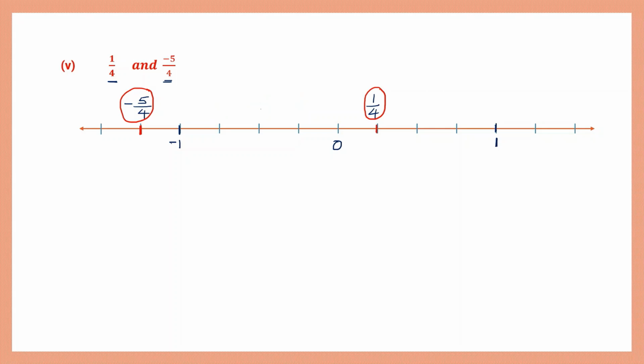So now what have we here? We have this number line showing minus 5 by 4 and 1 by 4 as it is asked in the question.